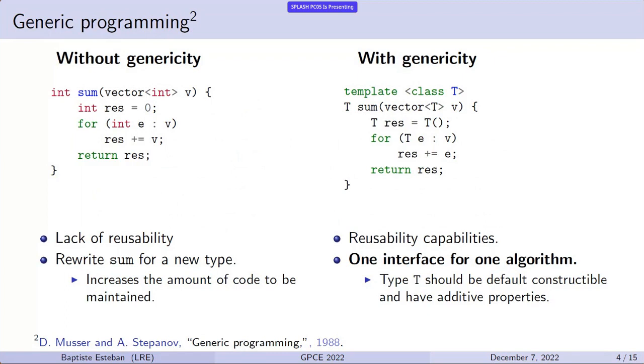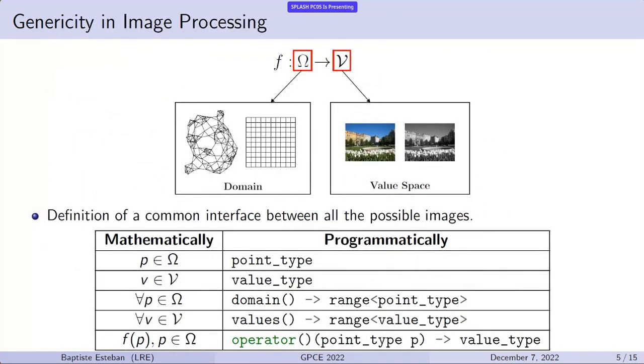So on the other hand, I have a generic sum function. This sum function takes a vector of elements of type T, so T can be any type, while it respects a given interface. In the case of the sum function, T should be default constructible in C++ and should have additive properties. And it increases reusability, and it's just one function to maintain. So now I have defined genericity.